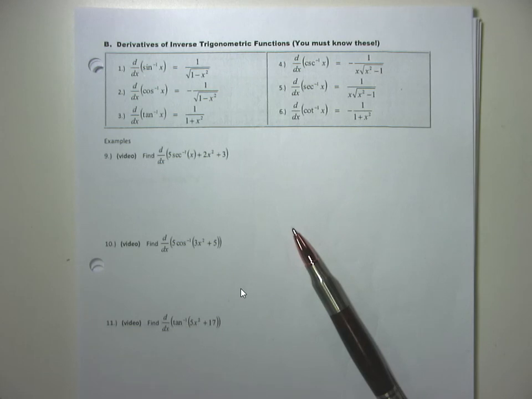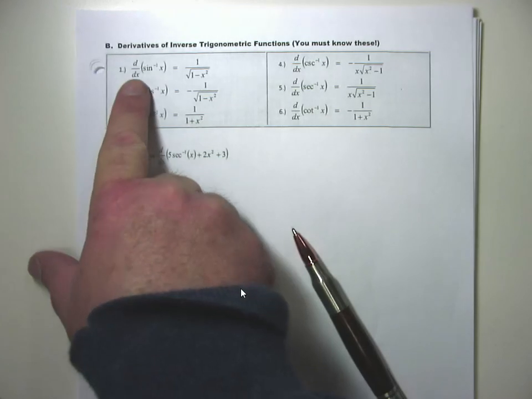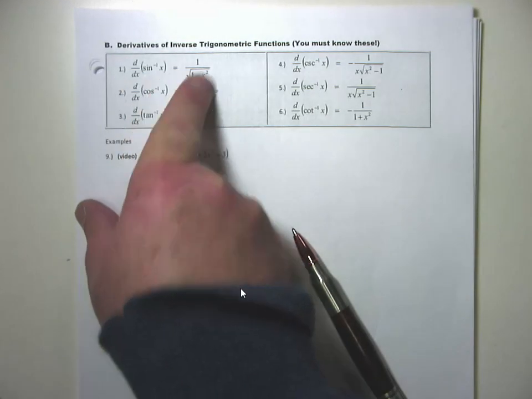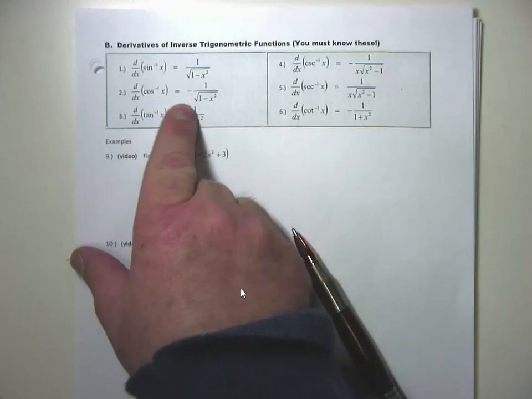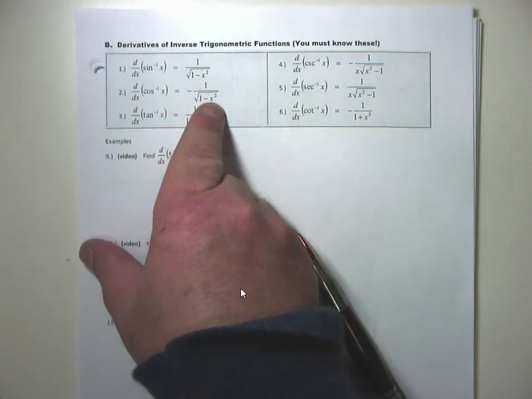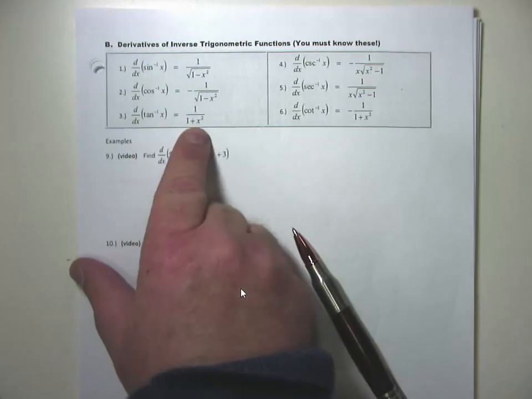But now these inverse trig functions are formulas. I cut, copy, pasted this literally right out of your textbook. These are your basic derivative formulas for the inverse trig functions. The derivative of sine inverse of x is 1 over the square root of 1 minus x squared. The derivative of cosine inverse of x is negative 1 over the square root of 1 minus x squared. The derivative of tangent inverse of x is 1 over 1 plus x squared.